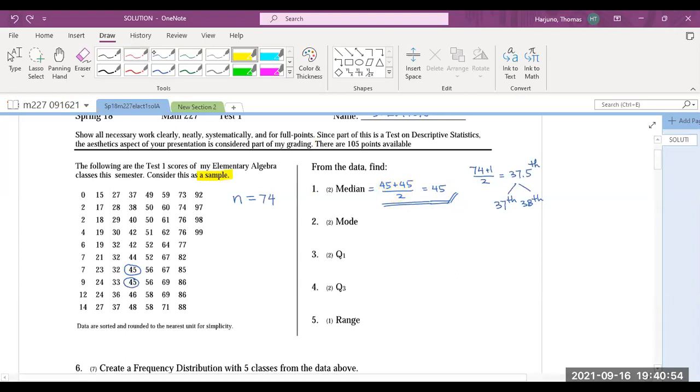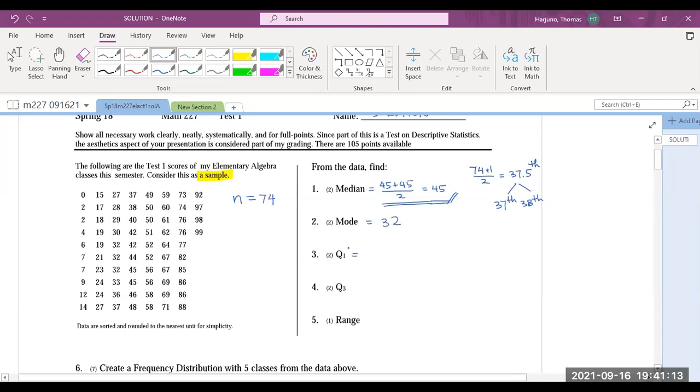Now, how about the mode? 32 happens 3 times. Is there anything else? I don't think so. Yeah, just 32. Okay, 32.